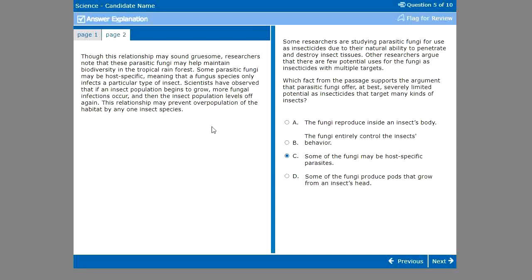Fungi are host-specific. This means that they only affect one specific type of insect. If you want to make an insecticide from such a fungus, it is probably not going to affect many different types of insects because they are host specific.